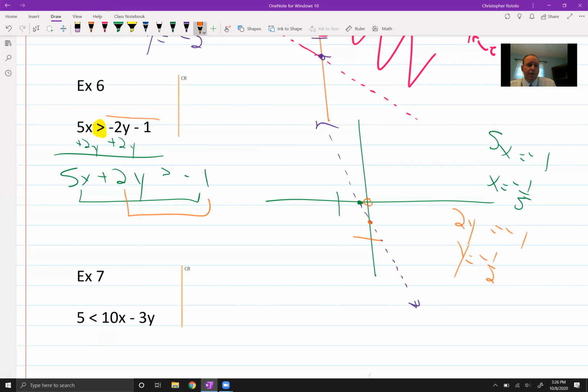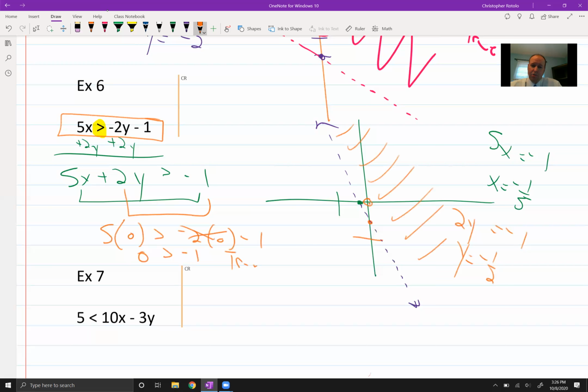And I want to try and use the original. I know it sounds a little bit silly, but if I made a mistake somewhere in here, I don't want that to cause another mistake. So I'm going to go back to the original. I get 5 times 0 is greater than negative 2 times 0 minus 1. So is 0 greater than, right? All this stuff goes away. Is 0 greater than negative 1? Yes, it is. So this is true. That means this point on the top or the right of this line is true. So that's where I'm going to put my shading.